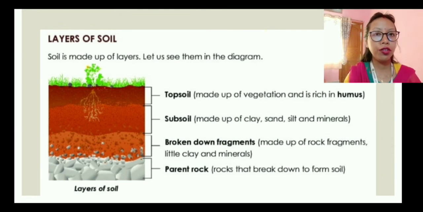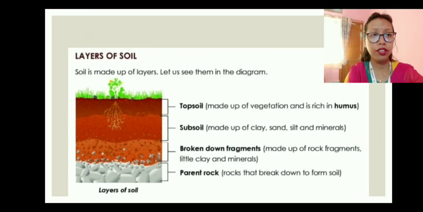So you have to remember this diagram as well as the layers, the name of the layers, along with what are the things that are found in these layers. The topsoil, which is made up of vegetation and is rich in humus. Then comes the subsoil, made up of clay, sand, silt and minerals. Then the broken down fragments, made up of rock fragments, little clay and minerals. And then the parent rock, the rocks that break down to form soil. So these are the layers of soil.